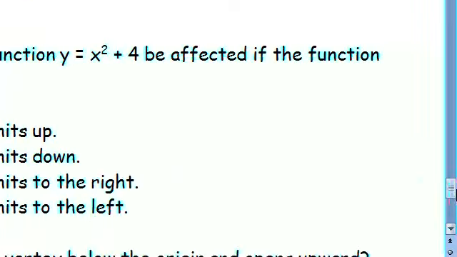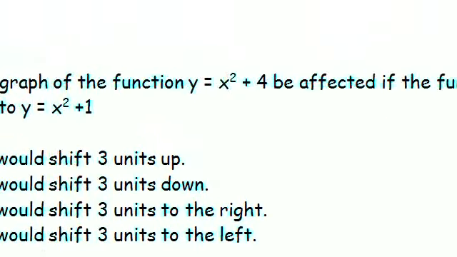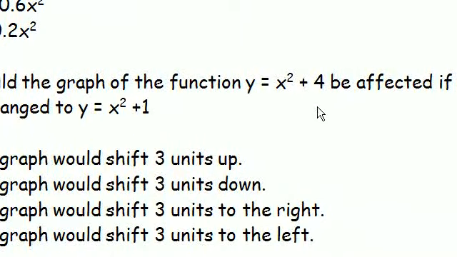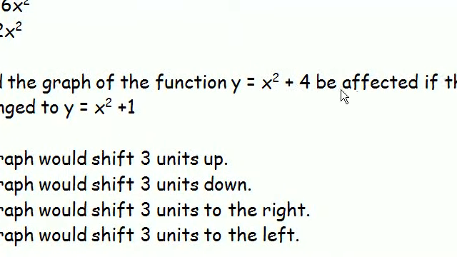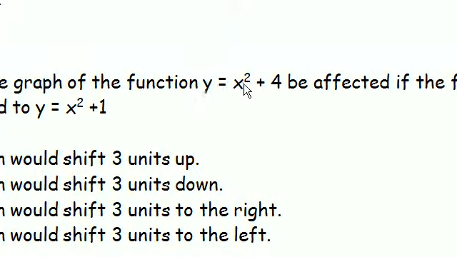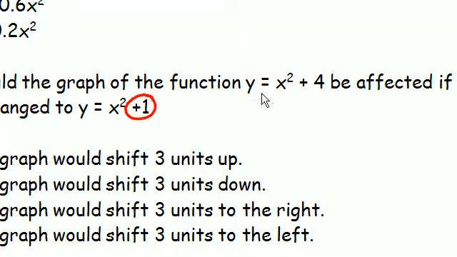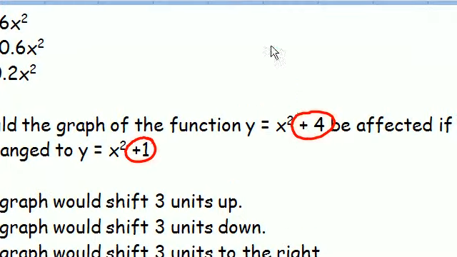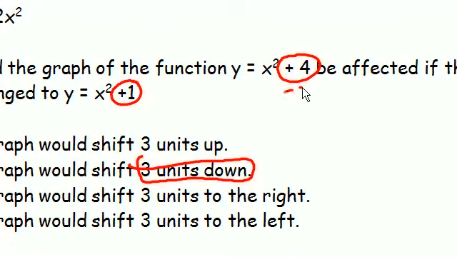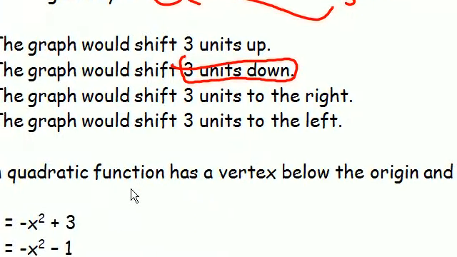All right, let's finish 19 and 20. How would the graph of the function x squared plus 4 be affected if the function were changed to x squared plus 1? Well, the only thing that's changing here are our intercepts. This would be shifted 3 units down, because we had to subtract 3 units on the y-axis to get there.